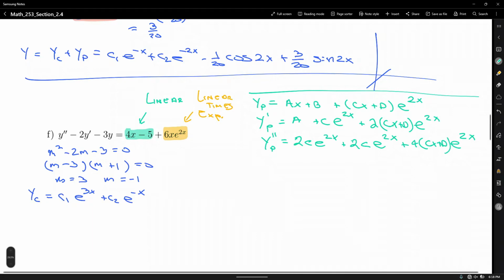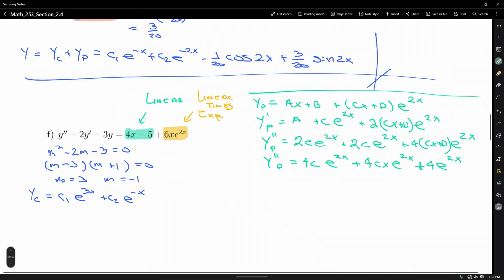Okay, but actually I would like to distribute all these terms. Number one, check this out. Like terms here, 2c plus 2c, so y double prime sub p equals 4c e to the 2x. And then I'm going to distribute all of this here. I'm going to multiply 4cx times exponential, plus 4d times exponential. All right? So that is what's going to go into the second derivative.